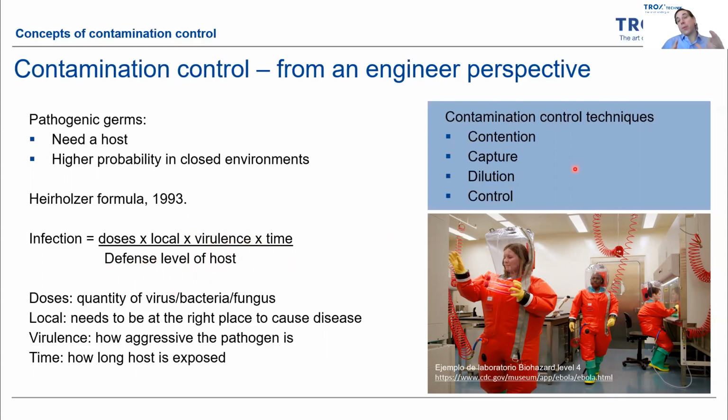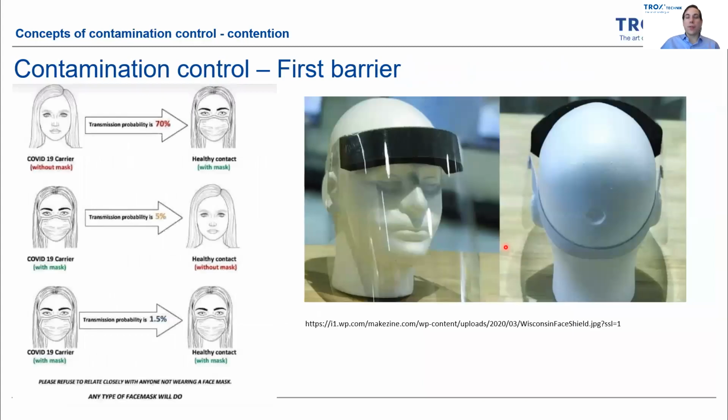What we usually do in the pharmaceutical industry, in the industries where we have to control contamination, is contain, capture, dilute, and control. Those are the four tools available for us engineers to deal with the virus. And the first one, in contamination control, is containment, which is creating barriers. And right now, for aerosol-transmitted diseases, that means the use of masks.